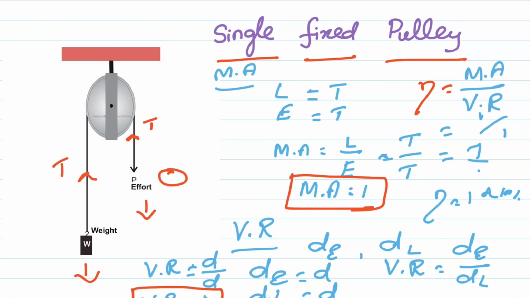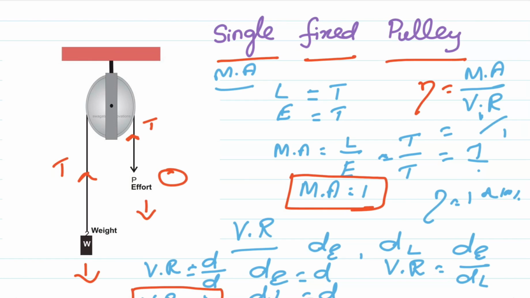If we take dE as the displacement of the effort, that is the effort moves through a distance dE, which makes the load undergo the displacement dl, then the velocity ratio is the displacement of the effort divided by the displacement of the load. How much distance the effort is moved, the same distance the load will be moved in the upward direction. So if the displacement of the effort is equal to d, then the displacement of the load is also equal to d. So substituting in the velocity ratio expression, we will get velocity ratio is equal to 1.